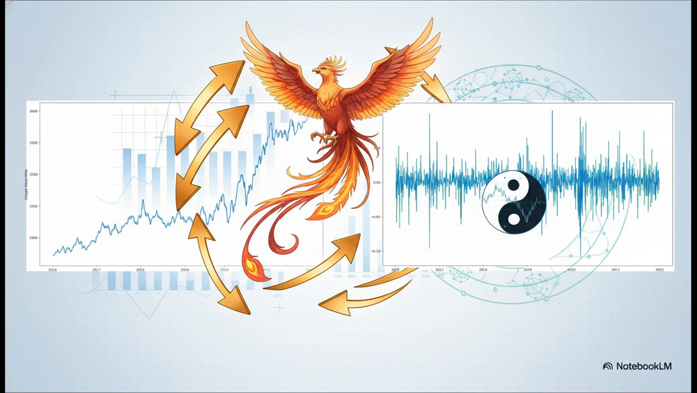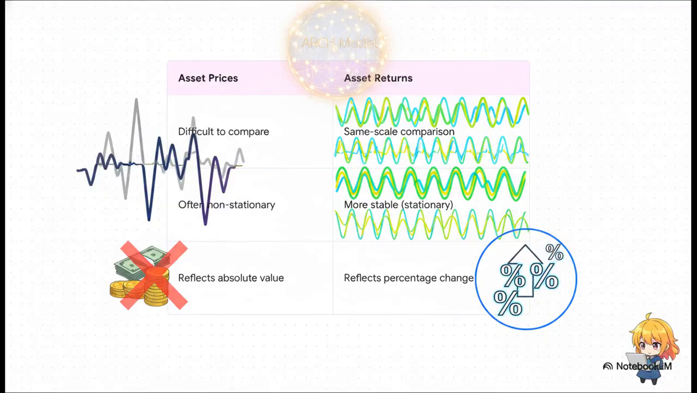But now look at the right. Those are the returns. It just kind of bounces around zero. It's stable, or stationary. And that is a much better starting point for our investigation. So here's the bottom line. Returns give us a stable baseline to work from. They're all about percentage changes, which makes it super easy to compare Google to, say, Apple or any other asset. And because they're stationary, they're just way easier to model. From here on out, our entire investigation is going to be focused on these returns.